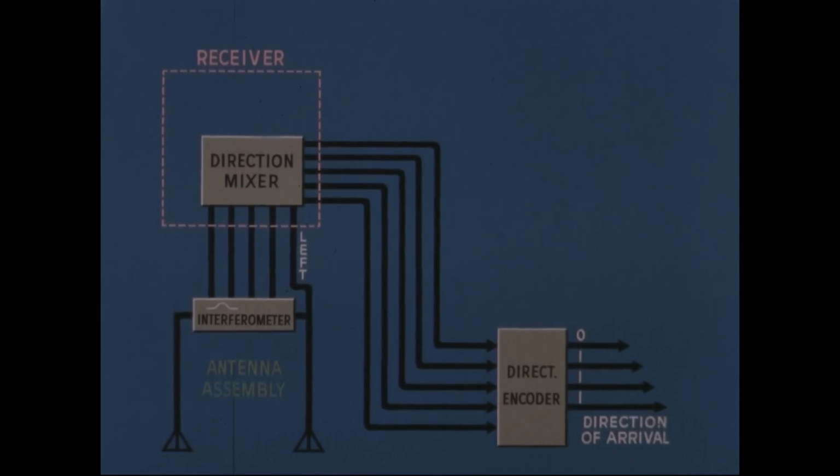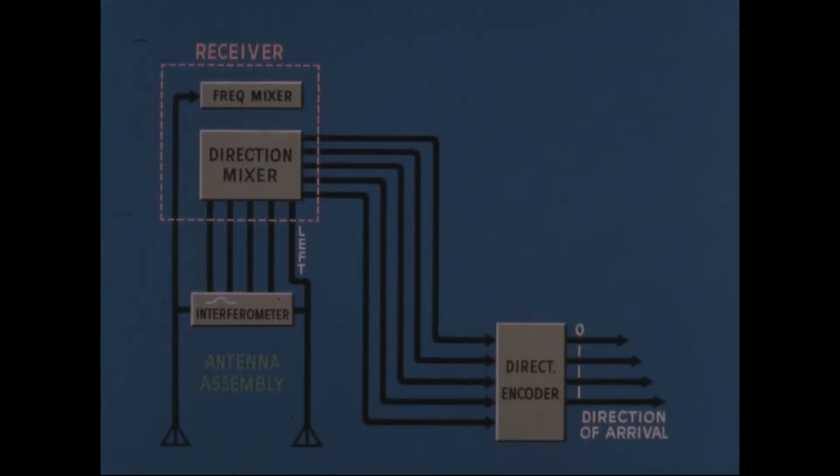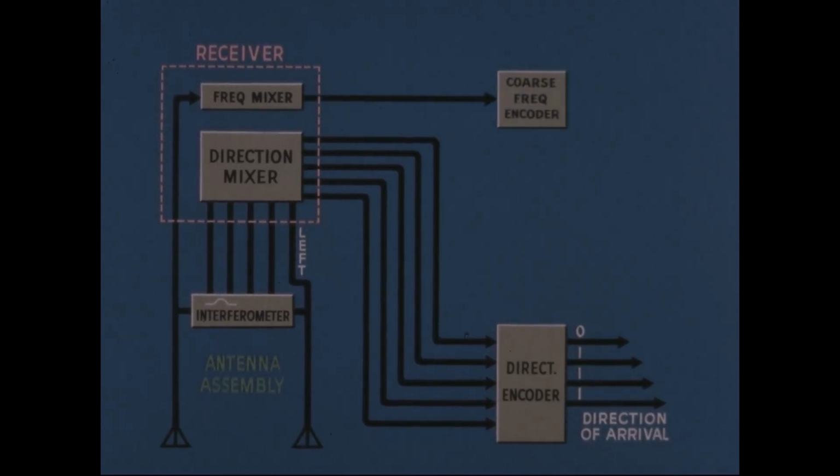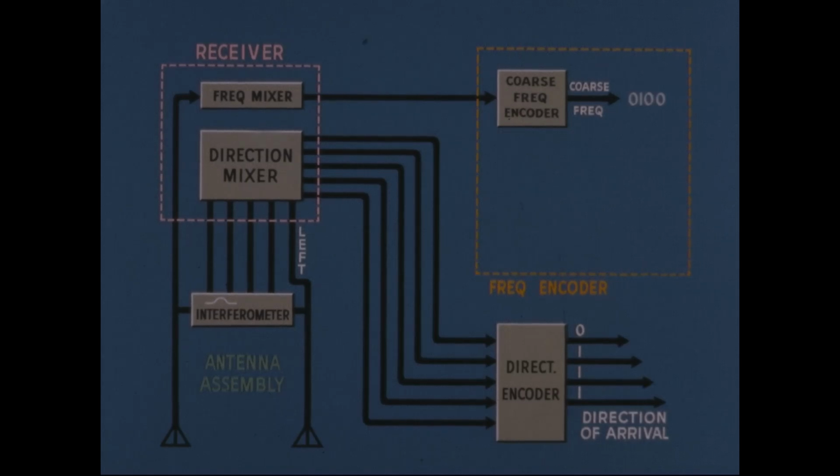Also from the antenna assembly, a pulse has gone to the frequency mixer. This unit converts the pulse to an intermediate frequency and forwards the signal to the coarse frequency encoder, which is part of the frequency encoder. Here it is put into digital form, coming out as a 4-bit binary number representing coarse frequency or receiver band number.